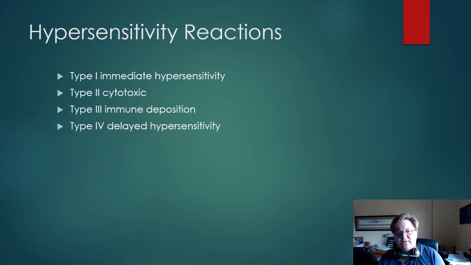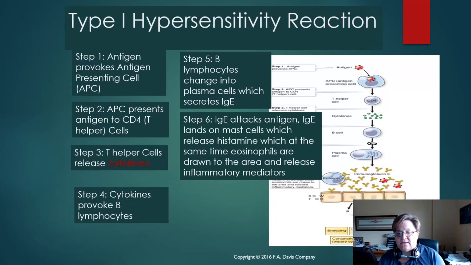The first and the fourth are described pretty much by their title, immediate and delayed. And then we have type 2 and 3s. Type 2 is a cytotoxic, and type 3 is an immune deposition. And those differ quite a bit as well. The processes actually are different within each of these, and so we see that the cell types may be similar, but things happen in a slightly different way, which make the different types of hypersensitivity reactions.